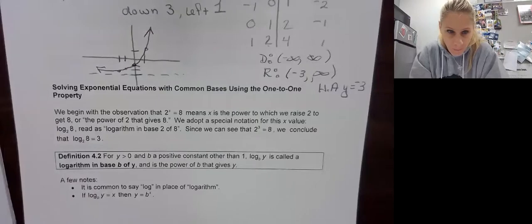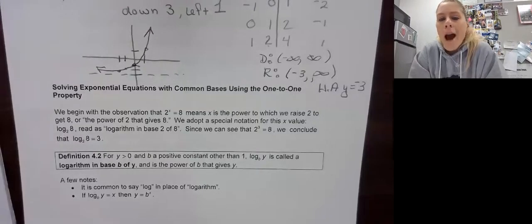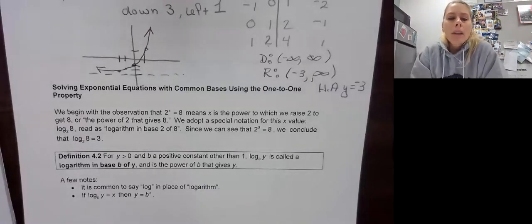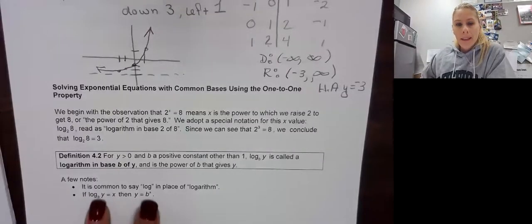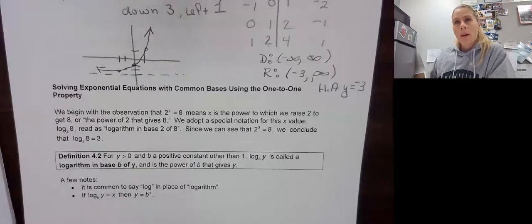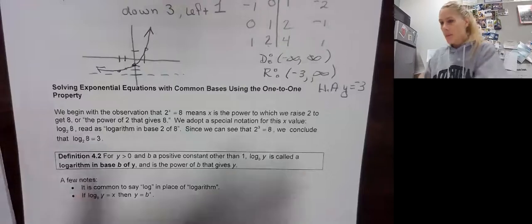equals 3. So for y greater than 0 and b a positive constant other than 1, log base b of y is called a logarithm base b of y, and it is the power of b that gives y. It is common to say log instead of logarithm, as you can hear me saying throughout the whole thing. And we can switch these back and forth. So remember that b is your base, x is your exponent, and y is what we expand to.